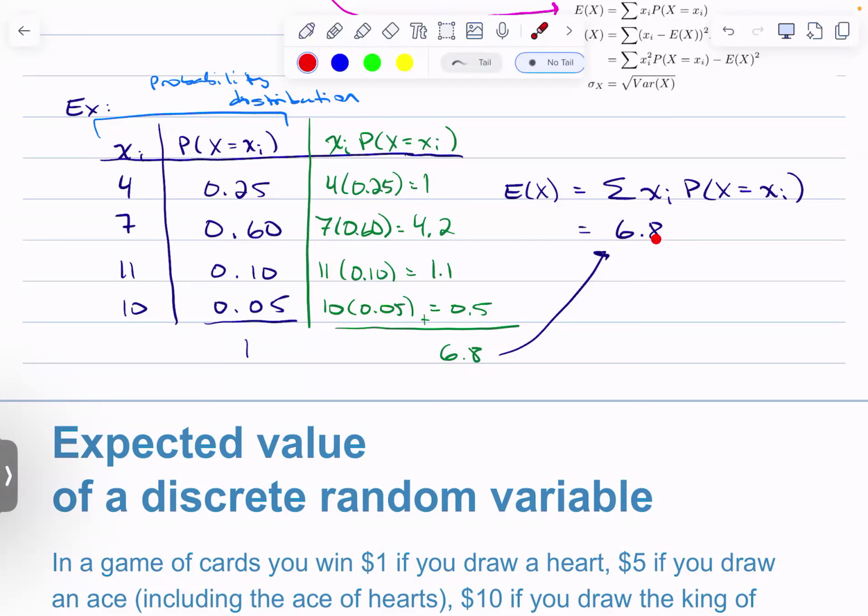Because 6.8, if the highest probability of one of these happening is 7, then I would expect my overall average outcome to be leaning towards 7. The next highest outcome was 4, so that's why it's being pulled a little bit in that direction. It's being weighted more towards 4 and 7 than the other two. And so that's how you're going to find expected values or the means of uneven probability distributions.